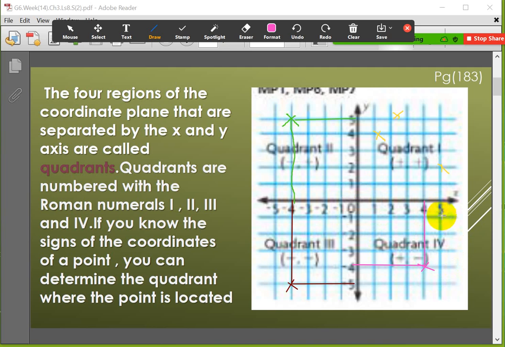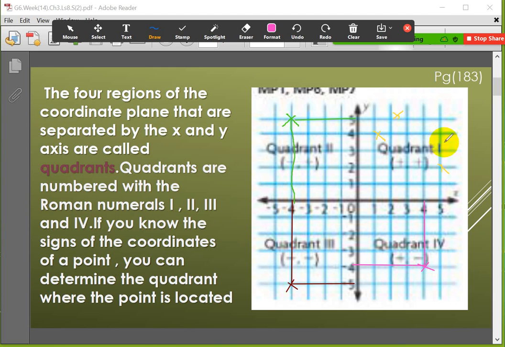Or quadrant number 4. So of course I have to save this. You have to save how you have to number the quadrants. Okay?